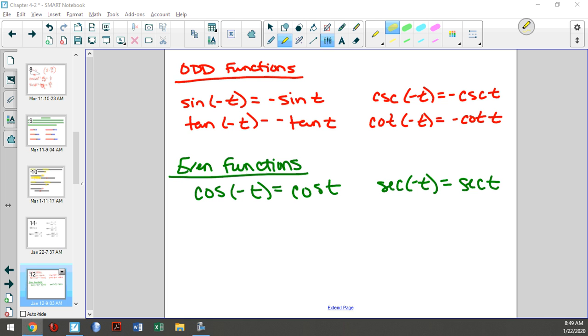You ready? Okay, here we go. These are formulas that are odd and even, and all you have to do is apply the formulas. So we're going to start today's homework.